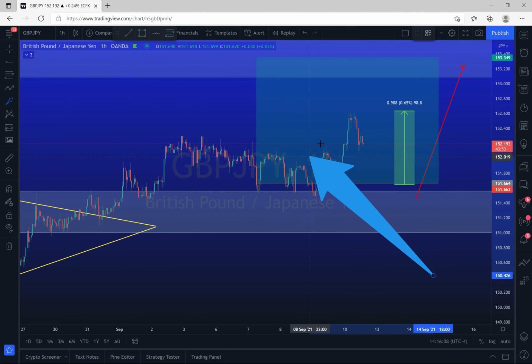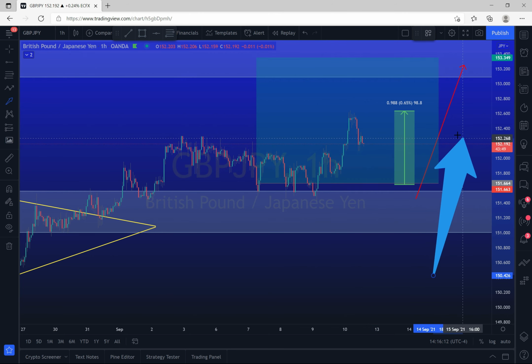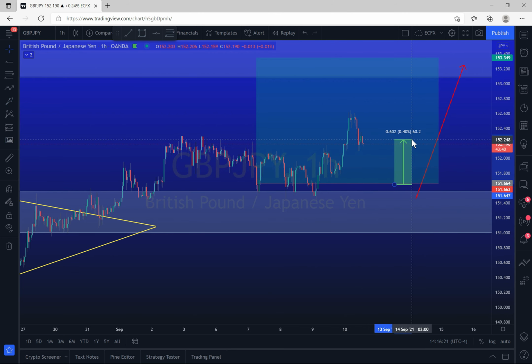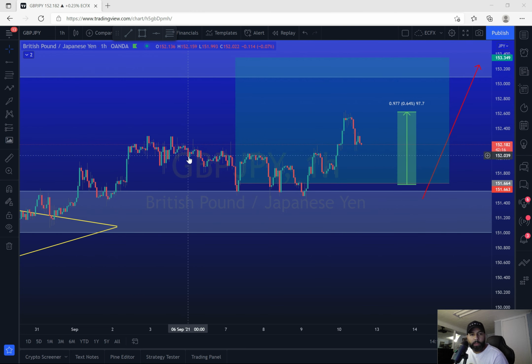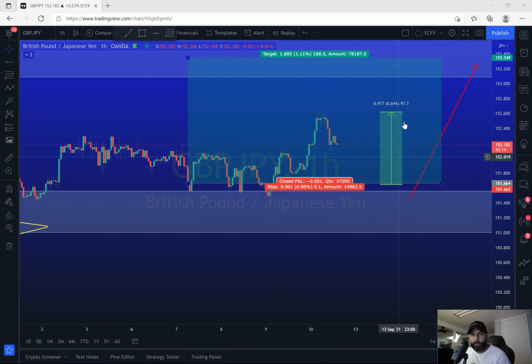So we took profits here right around the top of these highs. We took profit somewhere around here. So we took about 60 pips in profit right around here. We ended up closing partial profits on this trade, and we moved our stop loss to break even immediately. So once again, guys, 98 pips on GBPJPY.